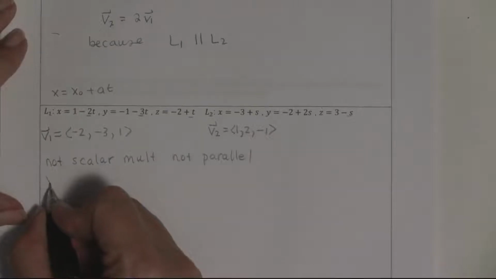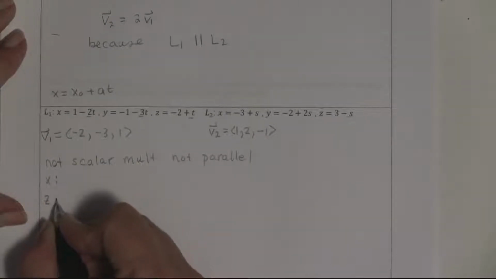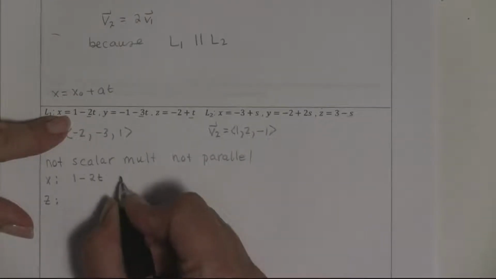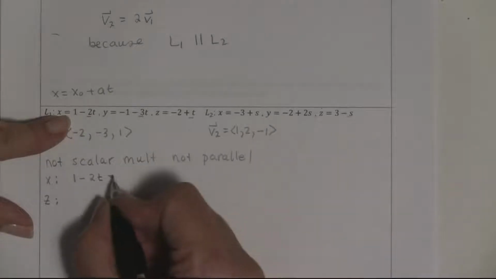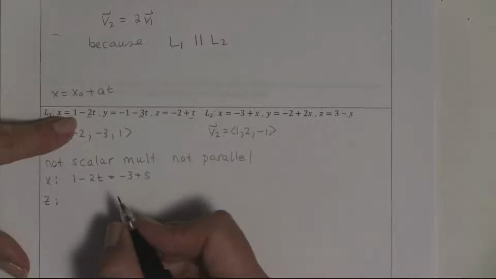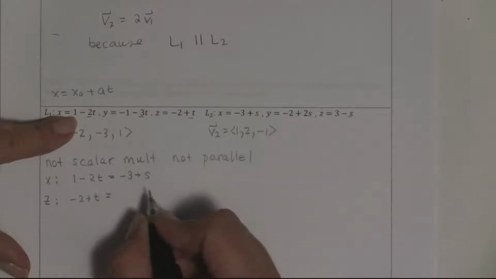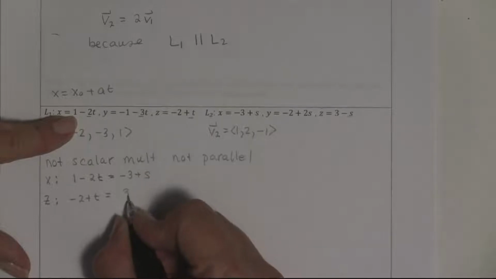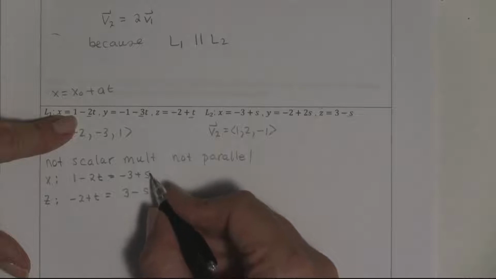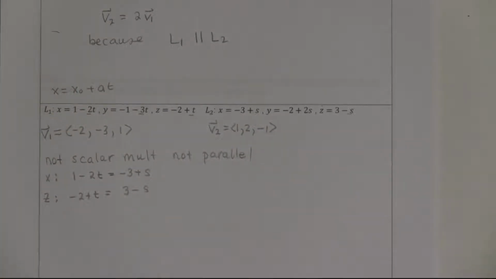So when I equate x and z, that's what I'm going to do. So 1 minus 2t equals, equating it with the x, -3 plus s. And then I'm going to do that with the z. -2 plus t equals, and then the z over there is 3 minus s. And because these knock each other out, I'm not going to have to multiply so that you knock out the s or knock out the t.